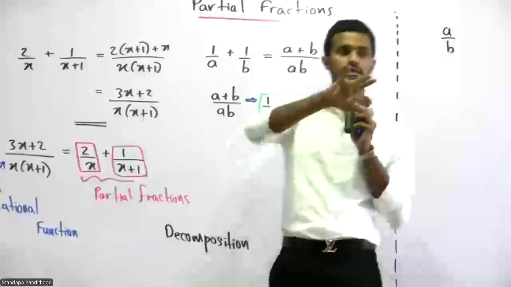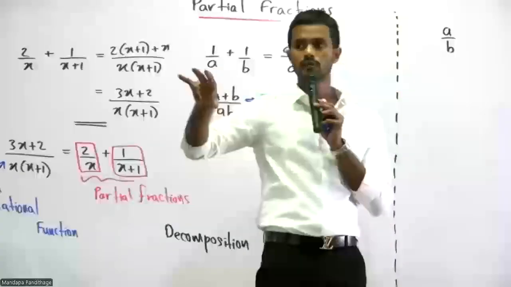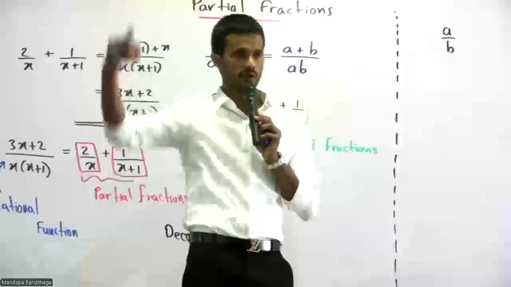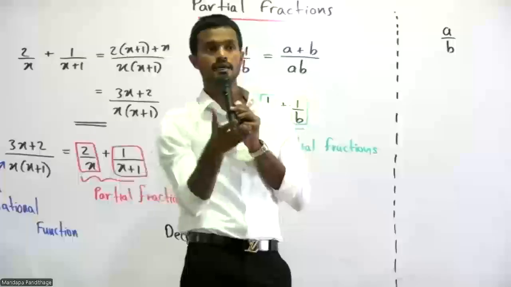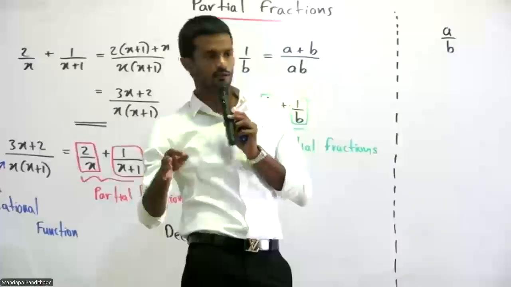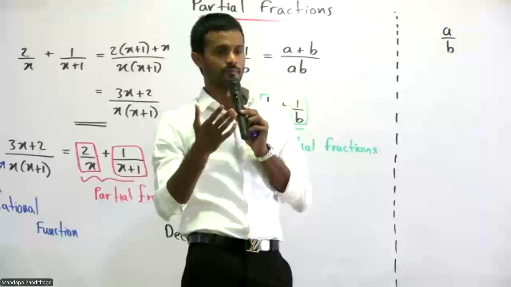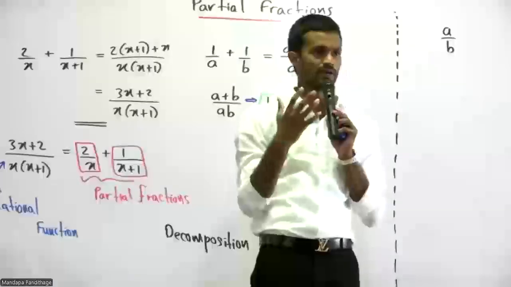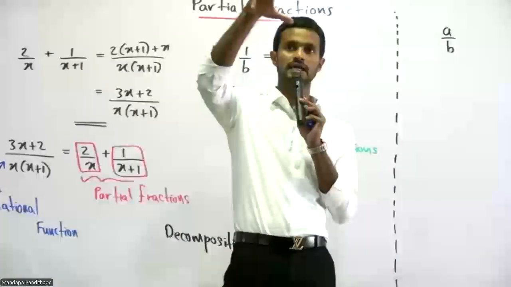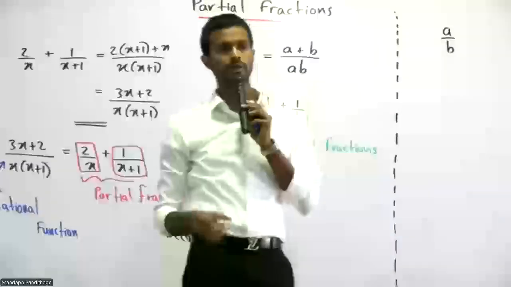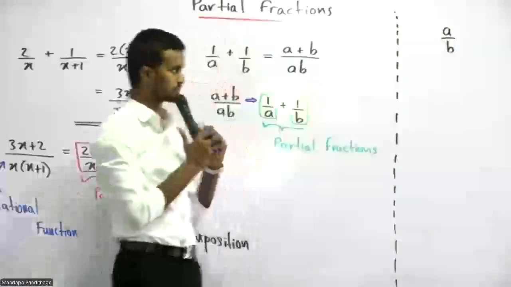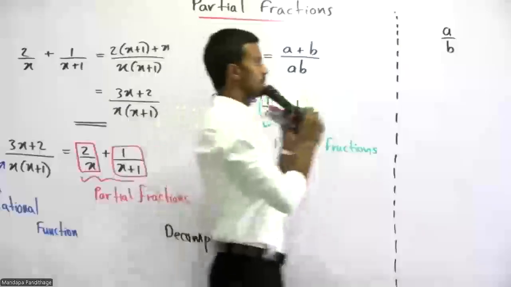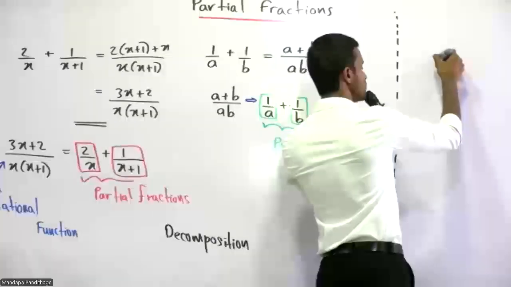So how do we decide whether it is proper or improper? Based on the magnitude of the numerator and the denominator. If the numerator is smaller than the denominator, we call it a proper fraction. If the numerator is bigger, we call it improper. Same thing, there are two types of rational functions based on the numerator and the denominator.